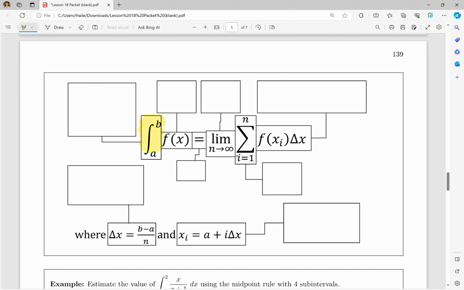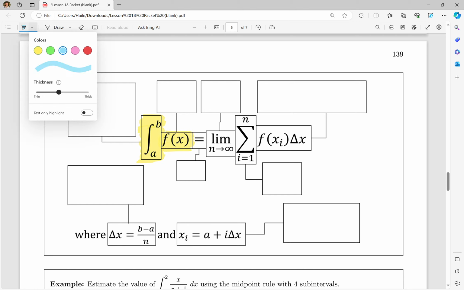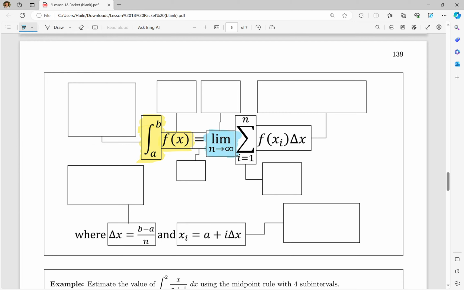Okay, so we have an integral and we have a sum. So I'm going to color that blue maybe. Okay, so we have two parts to this definition. One of them involves a limit and one of them does not. Okay, so now that we have that colored and we have it in two halves, this is our integral. This is our limit of a Riemann sum. And notice that we're going to have an infinite number of rectangles, but I'm going to talk about that.